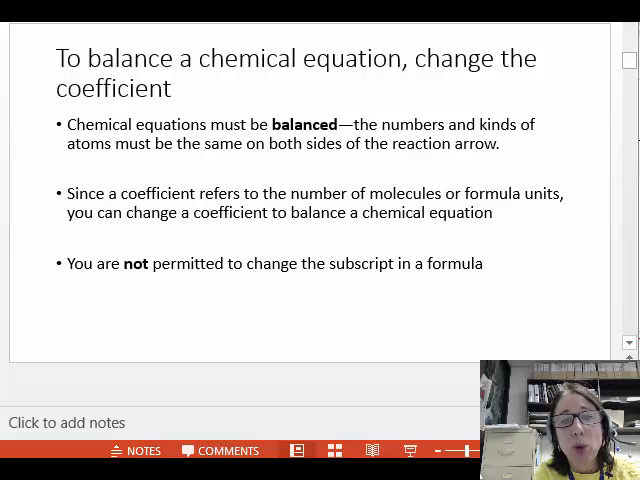Most work in chemistry will require chemical equations to be balanced. To balance a chemical equation, you must adjust the coefficients. When you balance, you must never, ever change the subscript in a formula. You can change coefficients, but not subscripts.